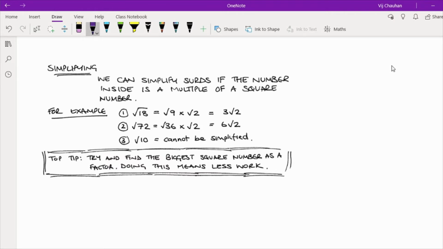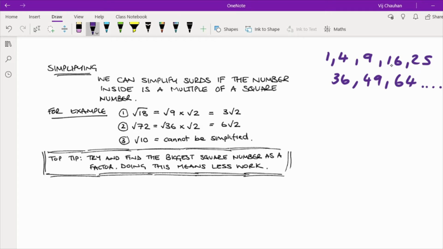The first thing we come across is simplifying Surds. We can simplify Surds if the number inside is a multiple of a square number. Before we even start, if you're one of those people who've never really understood Surds, it's really important that you know your square numbers. So if we start with the first few, we've got 1, 4, 9, 16, 25, 36, 49, 64, etc. It's really useful to go up to your 16th square number, 256, because recalling your square numbers is really useful for this topic.